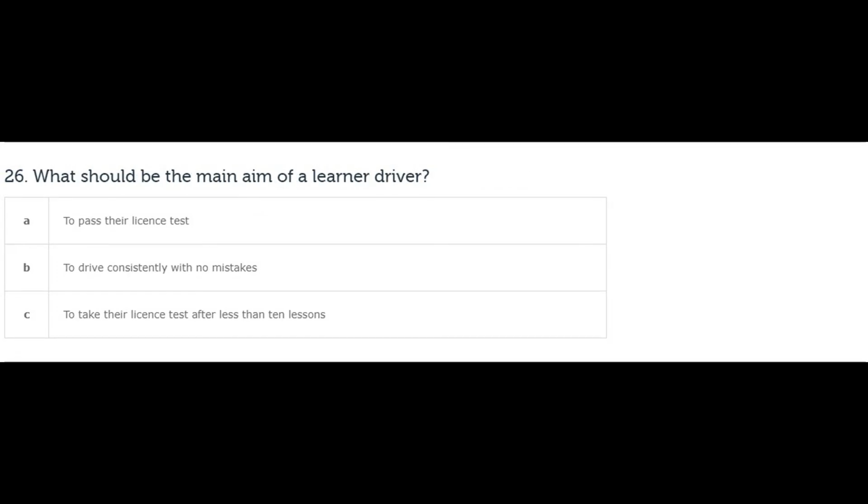Question 26. What should be the main aim of a learner driver? A. To pass their license test. B. To drive consistently with no mistakes. C. To take their license test after less than 10 lessons.